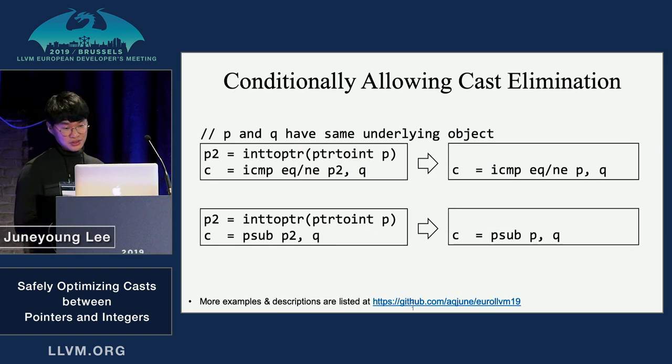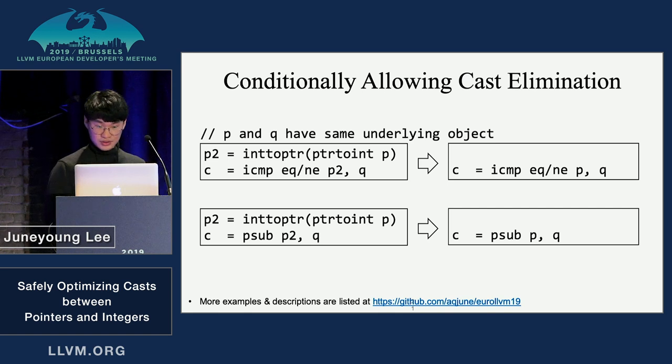Finally, we can conditionally allow cast elimination. If two pointers P and Q are pointing to the same underlying object, then it is valid to remove this cast round trip when it is used by a comparison operation and also a pointer subtraction operation. The reason is that even if the casts are removed, the comparison still just compares the relative offsets from the object. So the result is the same after optimization.